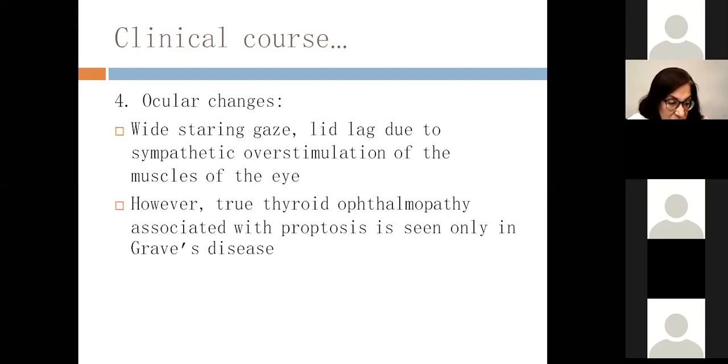And this is along with the levator palpebrae superioris, and there is overstimulation of both of these muscles, due to which there is a lid lag. However, true thyroid ophthalmopathy associated with proptosis is seen only in Graves' disease. When we do Graves' disease in the next lecture, there is a typical eye pattern: proptosis, the bulging of the eyeball, the protrusion of the eyeball. That is seen only in Graves' disease. Here, it is just a lid lag.